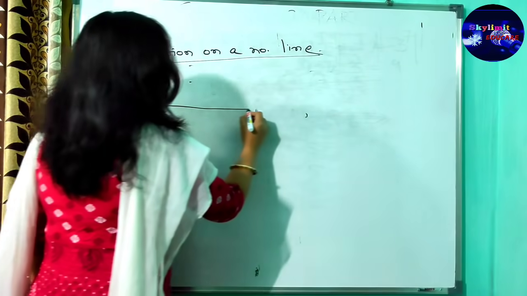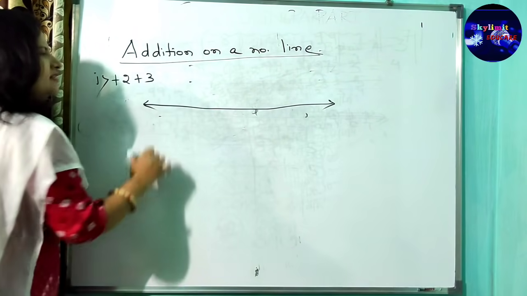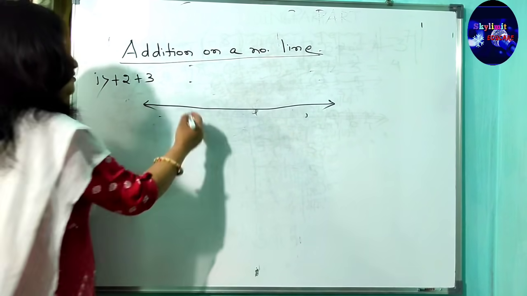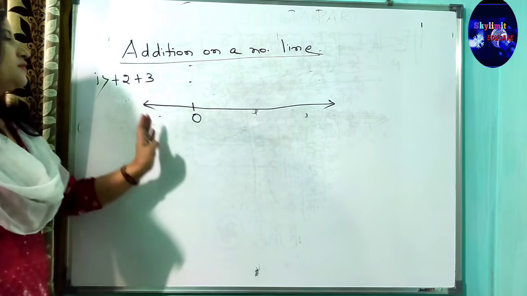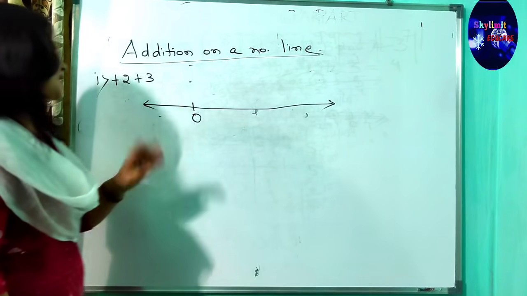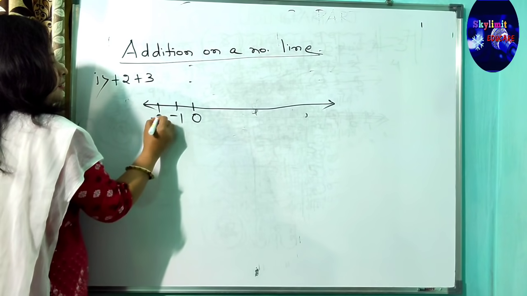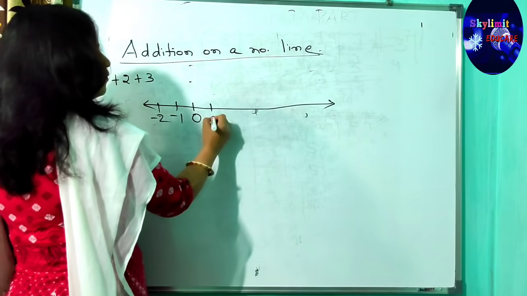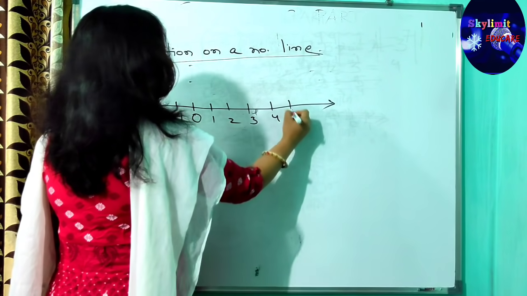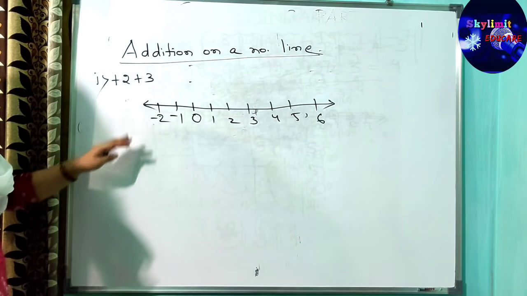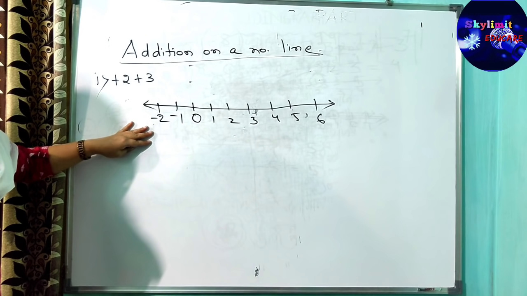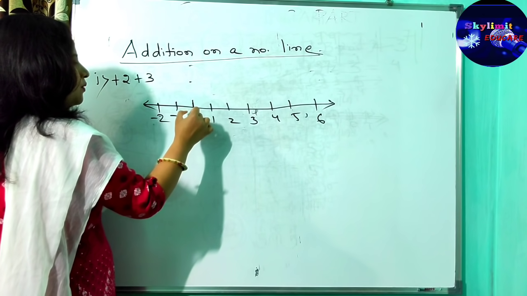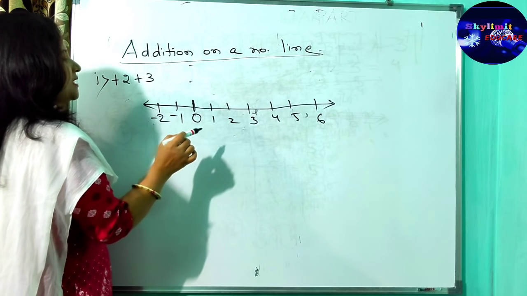For that, let us draw the number line. By looking at the question itself, you should judge that you need more positive numbers here than negative numbers. So put 0 somewhere here, because this side is positive. No need to write so many numbers, because there is no chance of getting a negative answer, since both are plus. Here 1, 2, 3, 4, 5, 6.